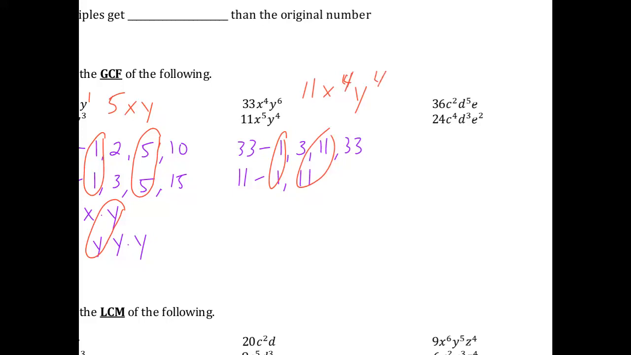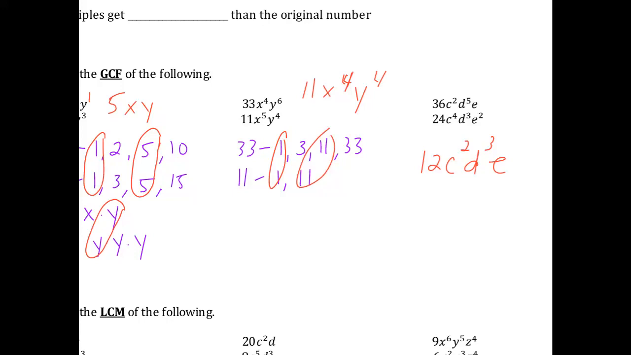All right, and then go ahead and pause the video and try our last example here. 36 and 24 have a lot in common. I'm not going to write out all of the factors here, but the largest one would be 12. And then exponent-wise, we've got c squared is the smaller one, d cubed is the smaller one, and e to the first, or just e, is the smaller one there.